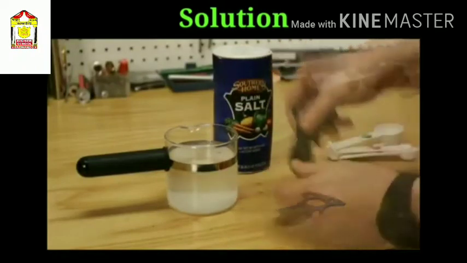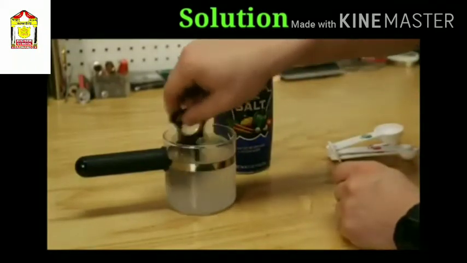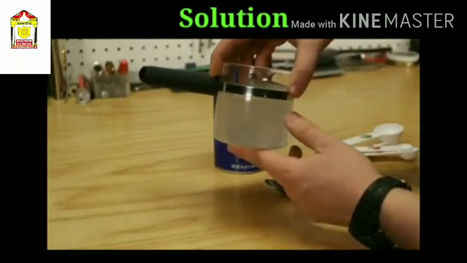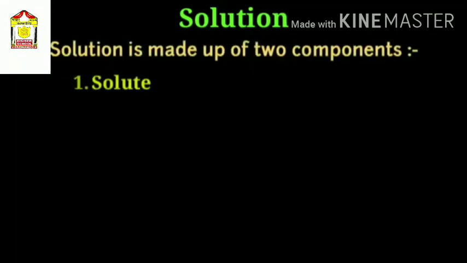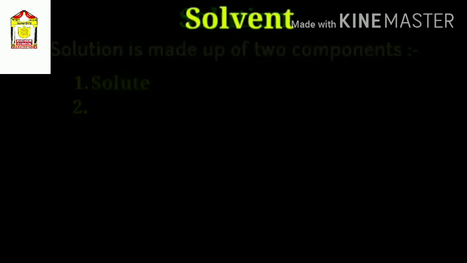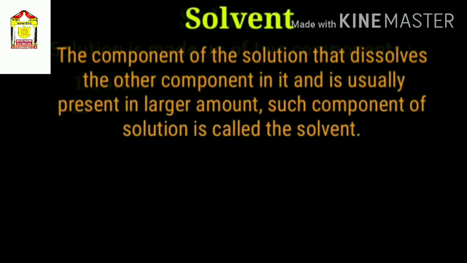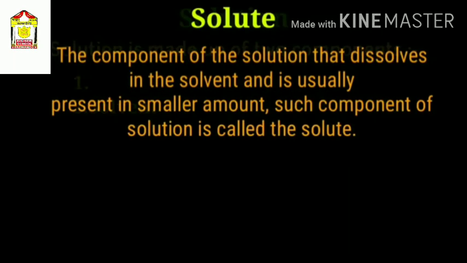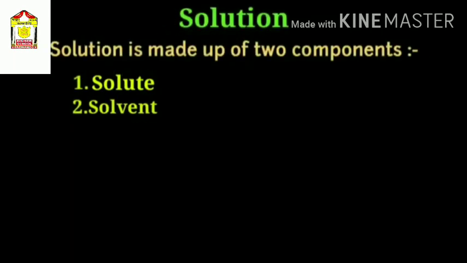Now, here I'm going to take a glass of water and add a tablespoon of sugar to it. Can you see all the sugar particles dissolve in water? A solution is made up of two components. Here, the water we have taken is the solvent and sugar is the solute. What is a solvent? The component of the solution that dissolves the other component in it and is usually present in large amount. Here water is the solvent, and the solute is present in small amount.